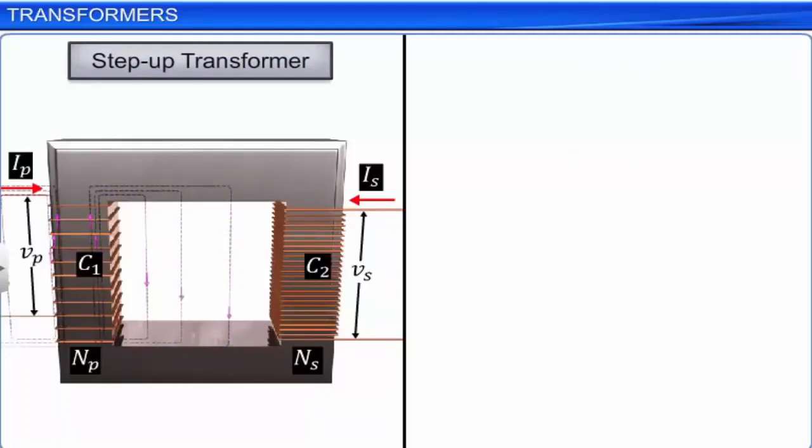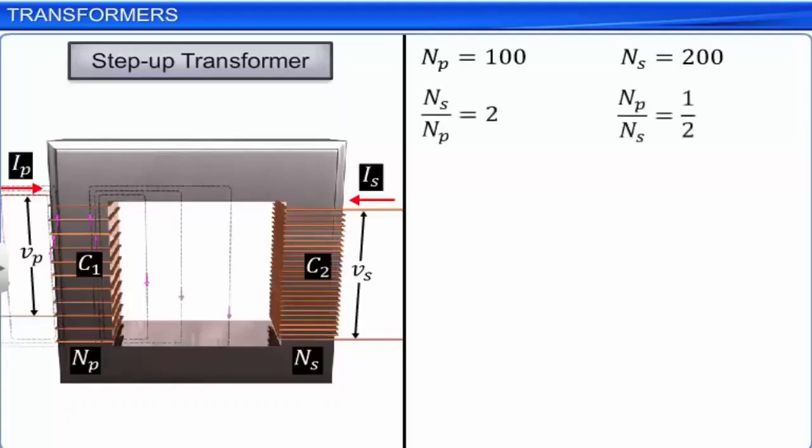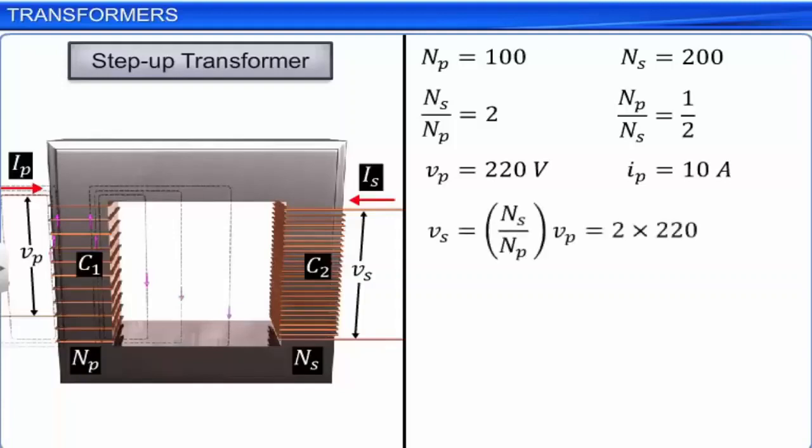For example, if the primary coil of a transformer has 100 turns and the secondary has 200 turns, Ns by Np is equal to 2 and Np by Ns is equal to half. Thus, a 220 volt input voltage Vp at input current Ip of 10 ampere gives an output voltage Vs of 440 volt. In other words, it is stepped up to 440 volt output at a current Is equal to 5 ampere.